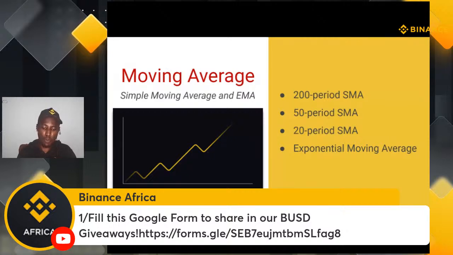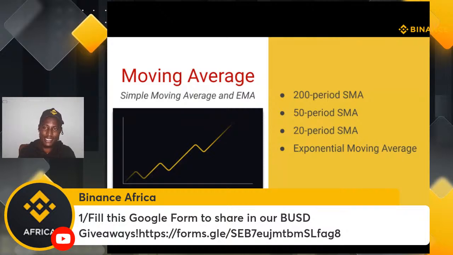So the SMA is plotted by taking price data from the defined period and producing an average. How is that done? For example, the 10-day simple moving average is plotted by calculating the average price over the last 10 days. So moving averages can be used for any time frame, not just 200-day or 50-day or 20-day.